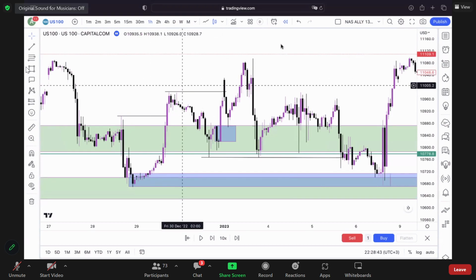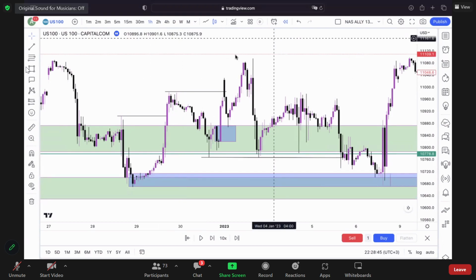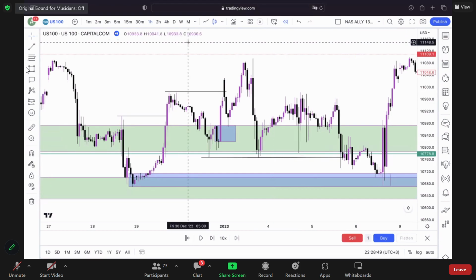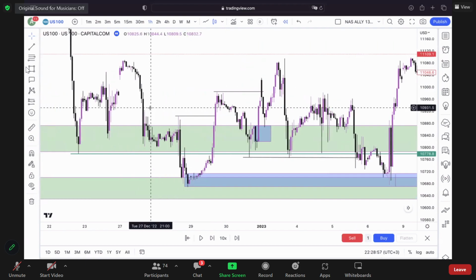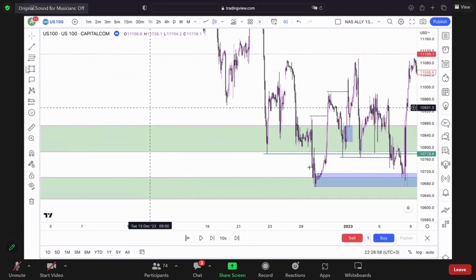Leaves with momentum. Okay, so when we enter off of order blocks, there's two ways to go about it. Number one, you enter off of 50% of the order block or off of the open of the order block. Okay, so if we go and we look at this order block again here.